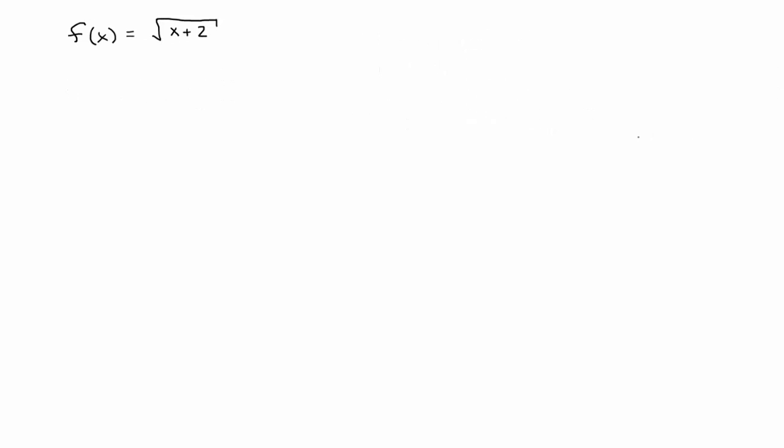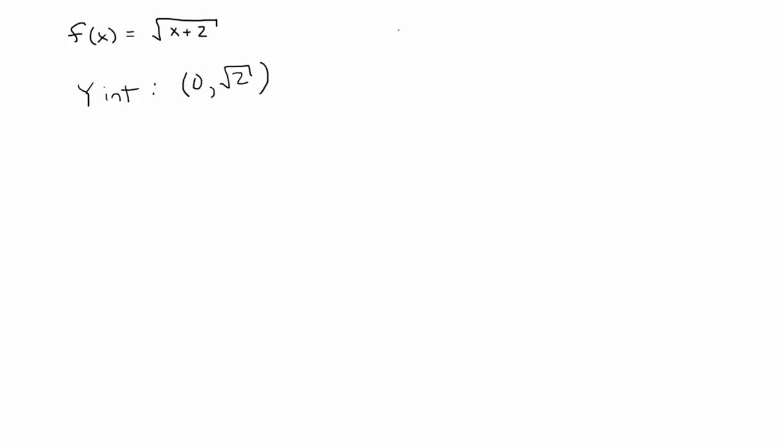In the next example, we have a square root function. To find the y-intercept first, again, we have x equaling 0. And when we have 0 plus 2, that's 2 inside the radical. So the y-intercept is (0, square root of 2).